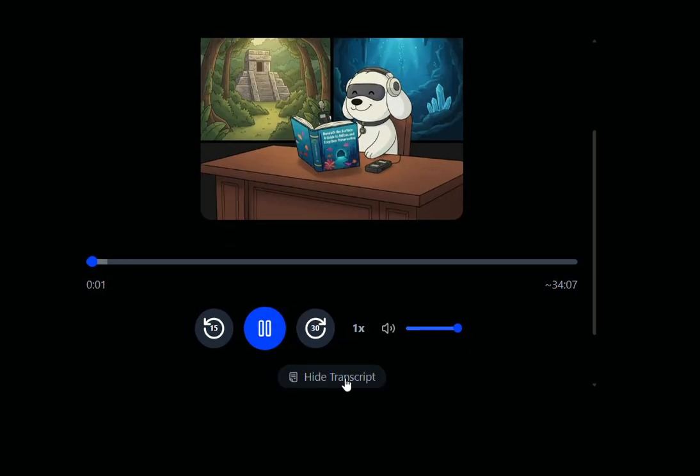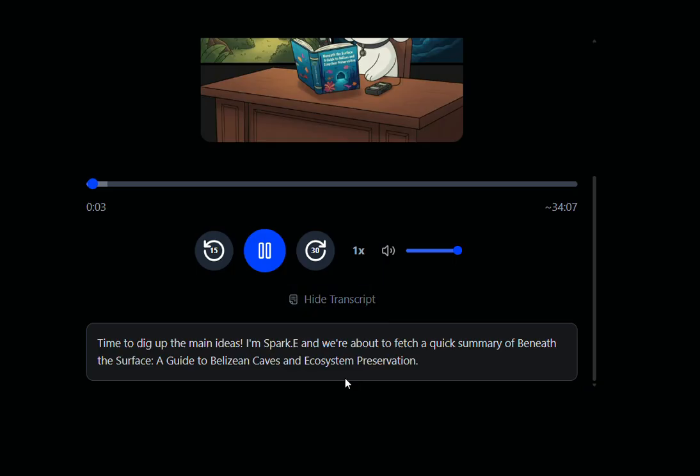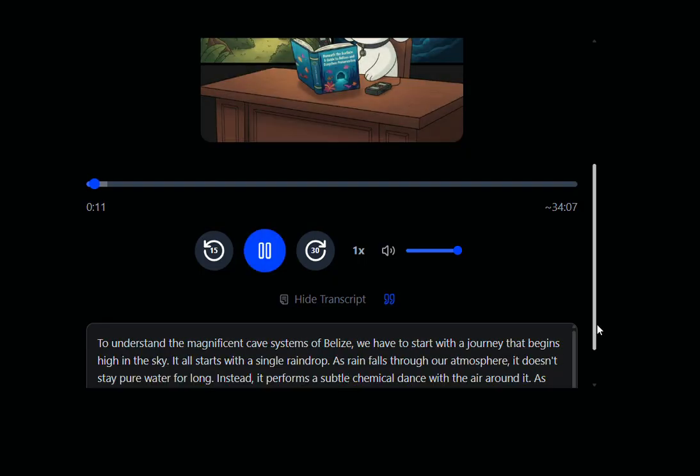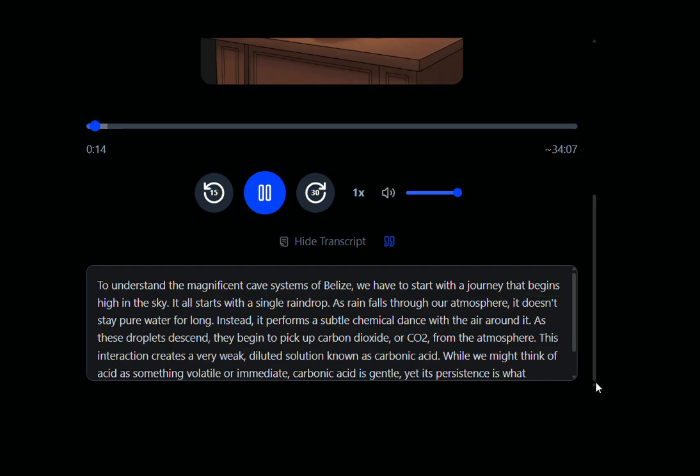Time to dig up the main ideas. I'm Sparky, and we're about to fetch a quick summary of Beneath the Surface, a guide to Belizean caves and ecosystem preservation. To understand the magnificent cave systems of Belize, we have to start with a journey that begins high in the sky.